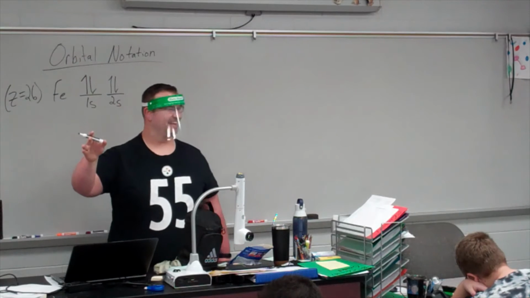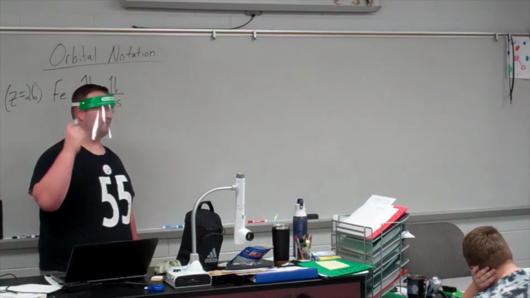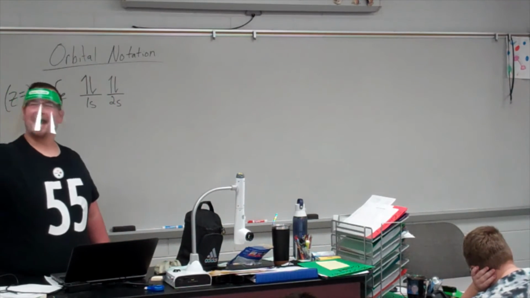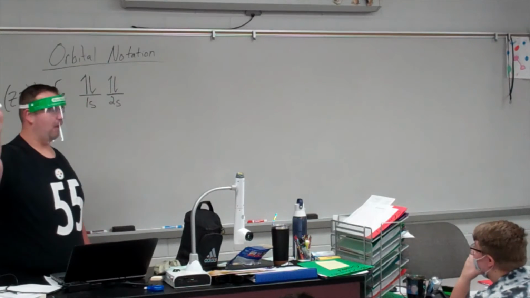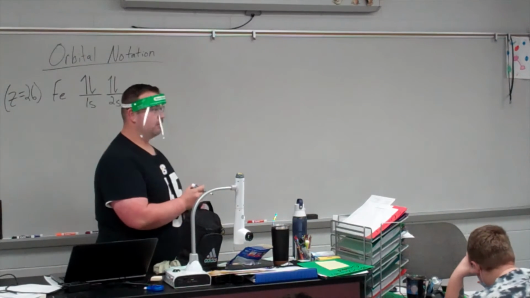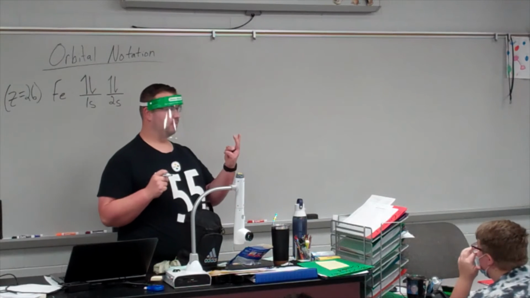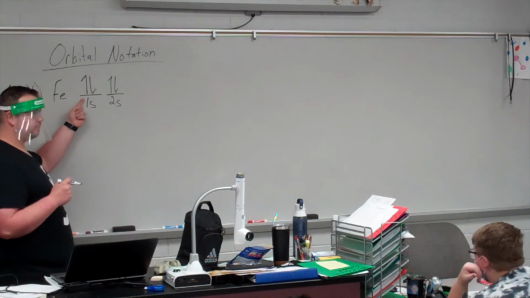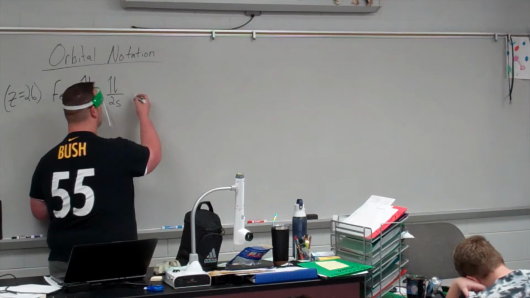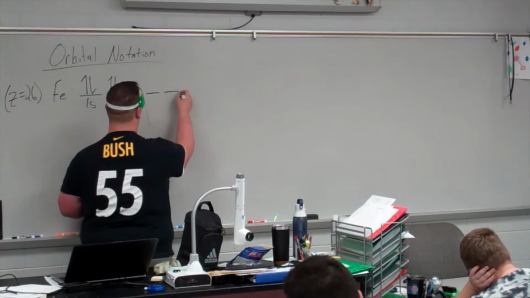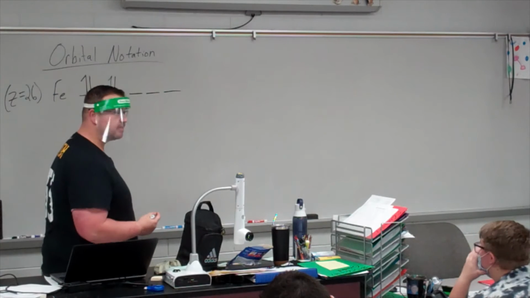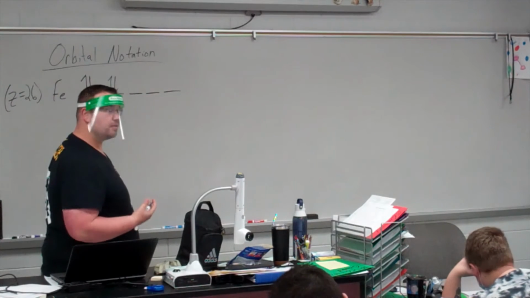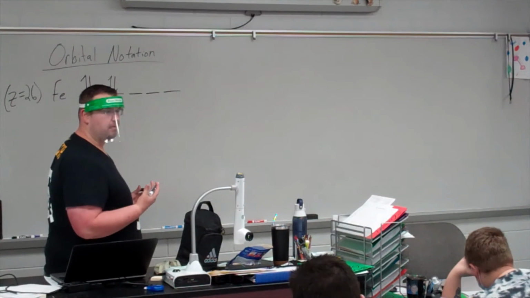How many columns are in the S block? There's 2. So divide it by 2, you get 1. How many underscores for S? 1. Go to the P block. How many columns in the P block? 6. Divide it by 2, 3. How many underscores? 3.